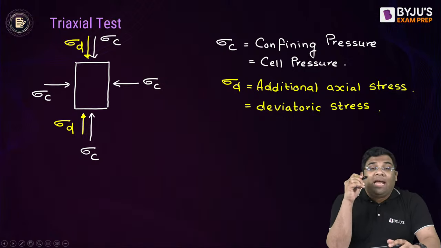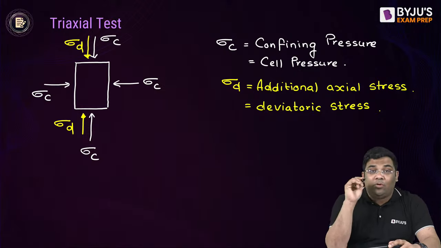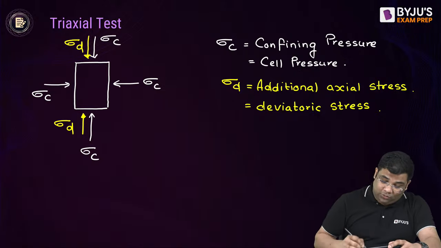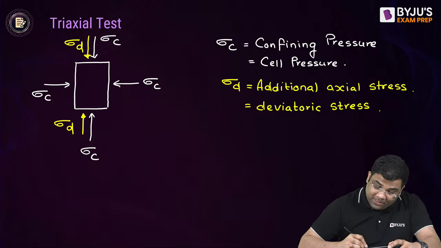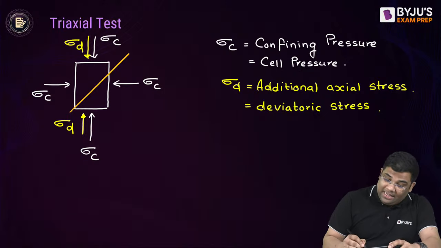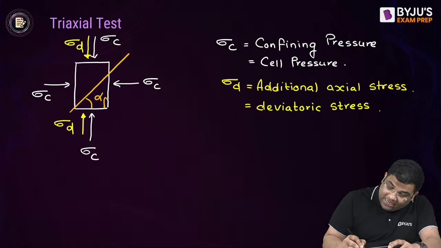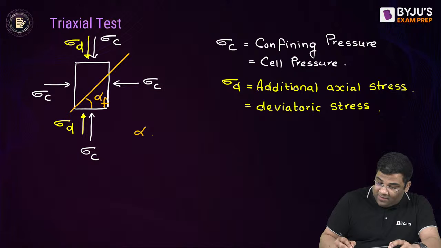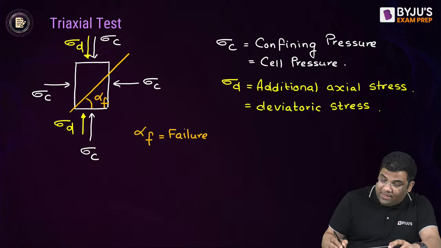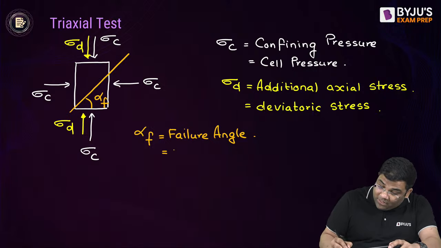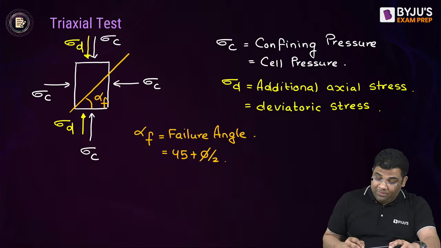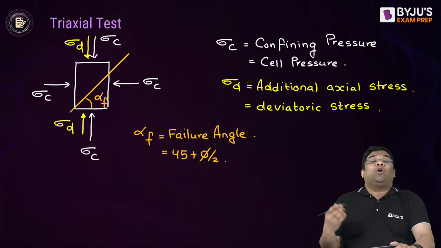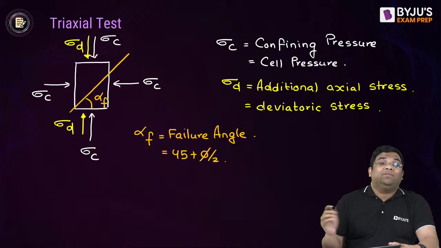Now, when you keep on applying and increasing this axial load, the soil sample will fail. And this will be known as the failure angle alpha f. This alpha f is the failure angle, and it is equal to 45 plus phi by 2. Very important formula. The failure angle with the horizontal is 45 plus phi by 2.